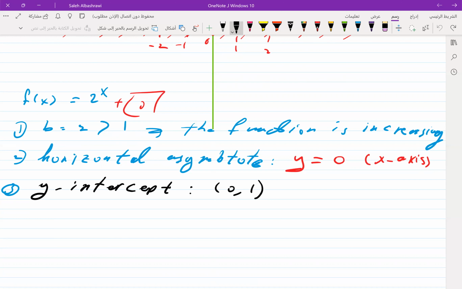So I have 3 main features for the graph. It is increasing because the base is greater than 1. I have the horizontal asymptote, which is at y equal to 0, what is written there. If it is plus 1, then I will say y equal to 1. If it is minus 1, then it is y equal to minus 1. This is the horizontal asymptote. It means the graph of the exponential function will never intersect with this line. Third one, it is the y-intercept, and that's when x equal to 0. Just replace x by 0. The value of the exponential function will be the y-intercept.